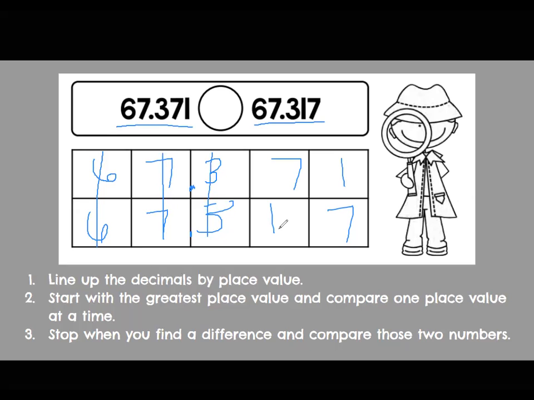When we get to our hundredths place, though, we see we can stop because we have a difference. So we have 700 and we have 100. Well, 700 is greater than 100. So we're going to use the greater than symbol, and we can say that 67 and 371 thousandths is greater than 67 and 317 thousandths.